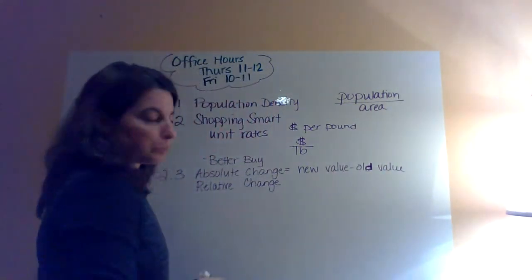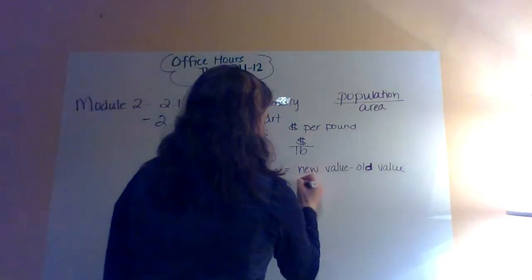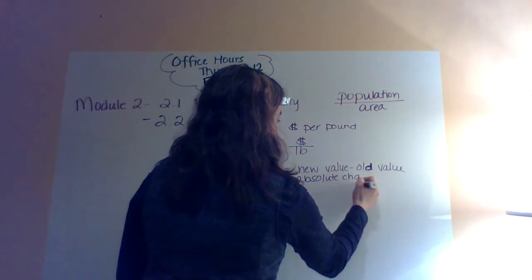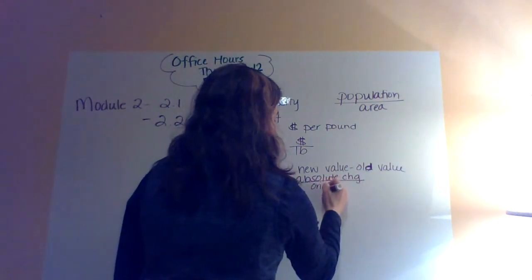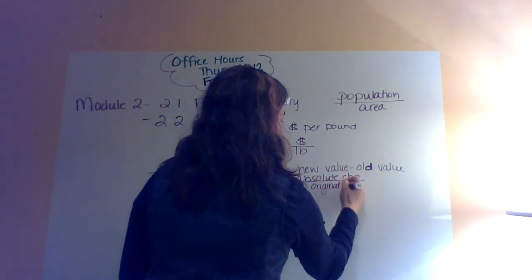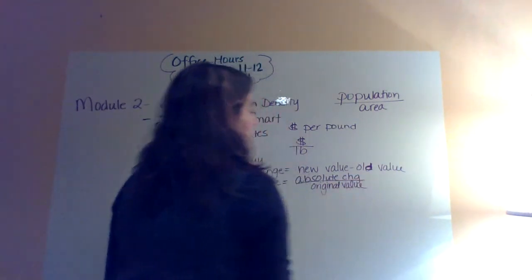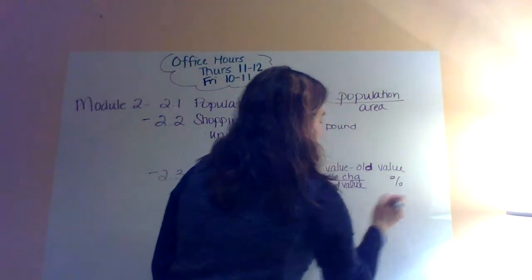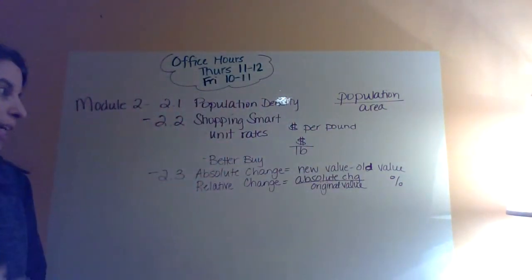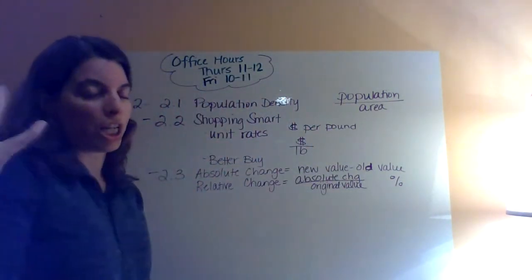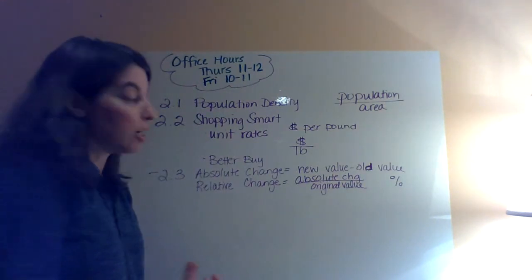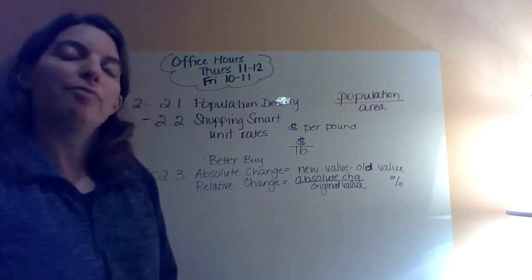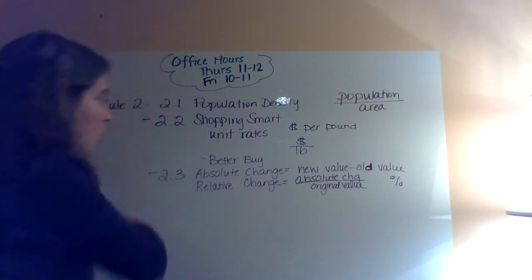That's okay. For the relative change, we take the absolute change and we divide by the original value. Then we write our answer generally as a percent. So if I divide that and I get 0.28, I can change it to be 28%. It's saying, how did that change relate to what I originally had? What part of my original amount is that change?